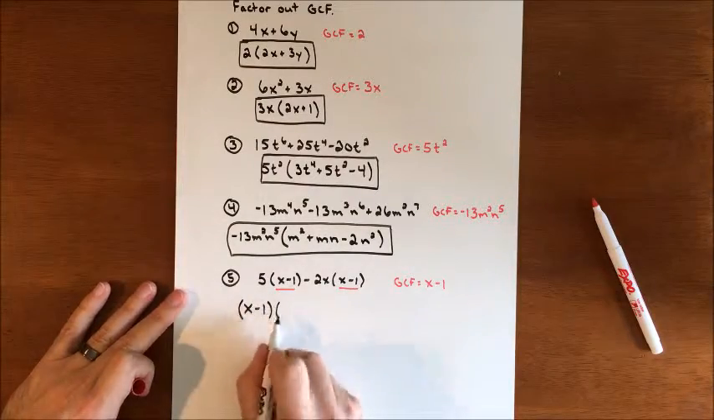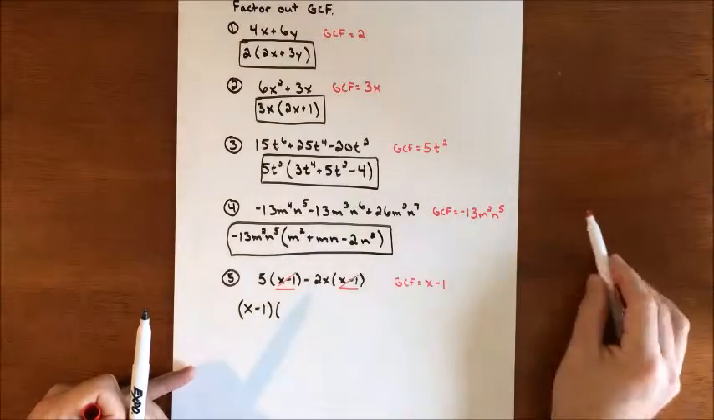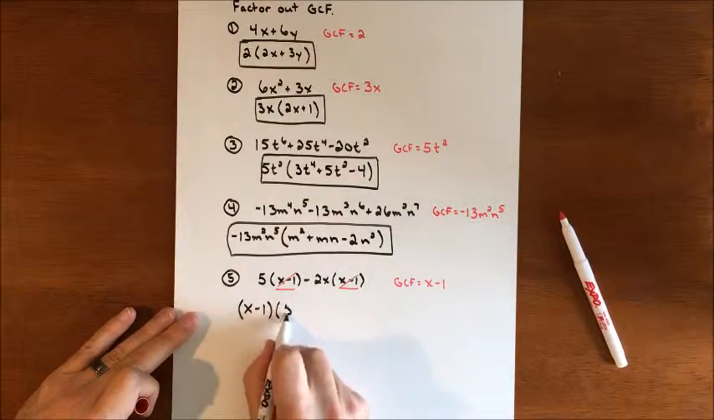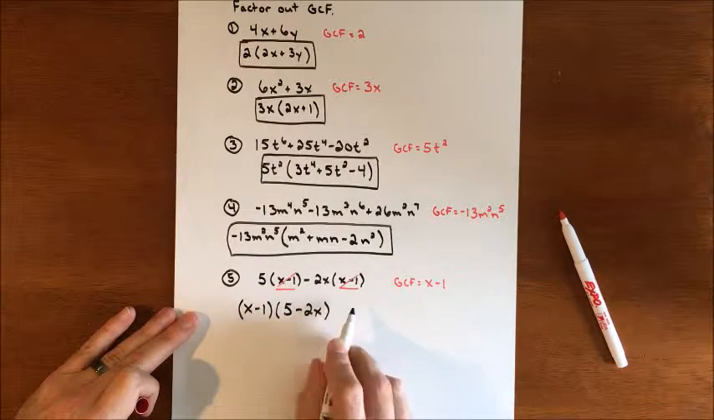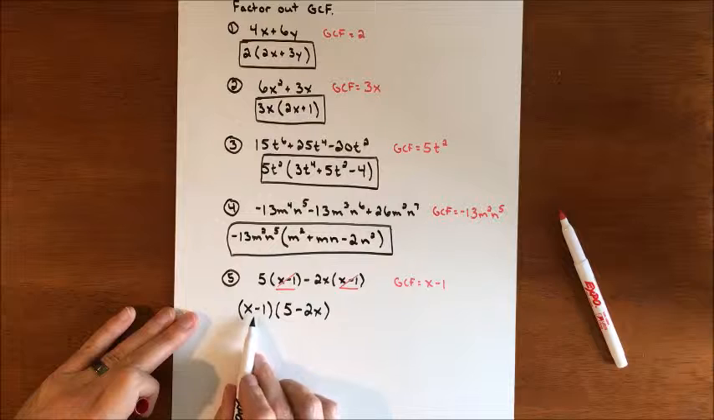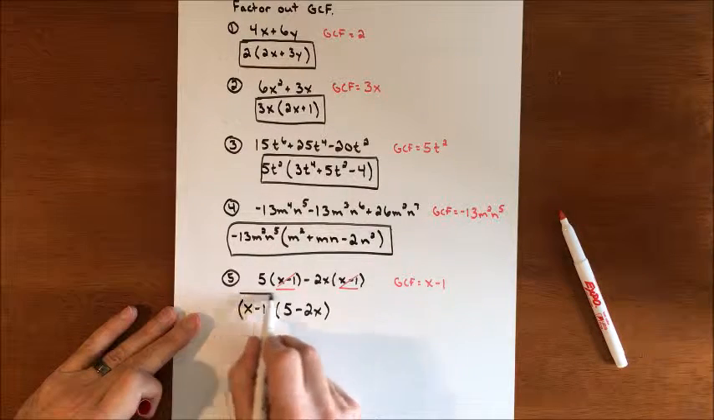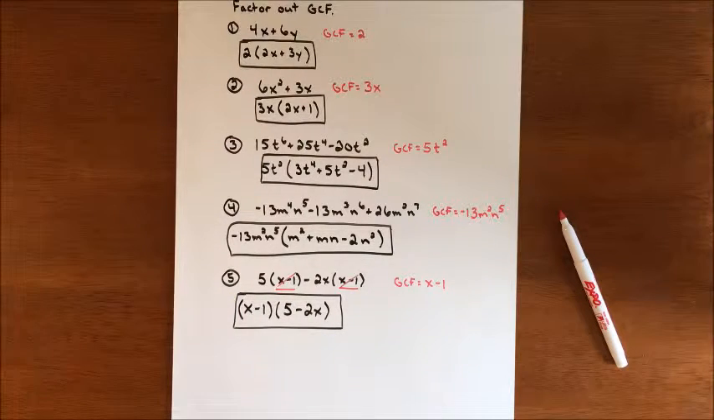So you're left with, if this goes away once you factor it, you're left with 5 on this term and a minus 2x on this term because you factored out and condensed it into an x minus 1. And that's it. All right, that was factoring out greatest common factor.